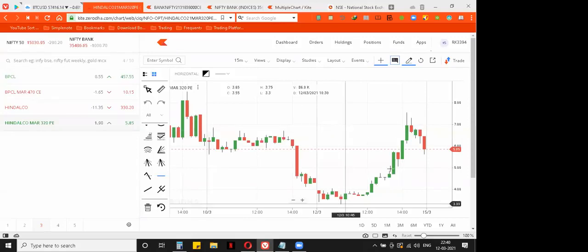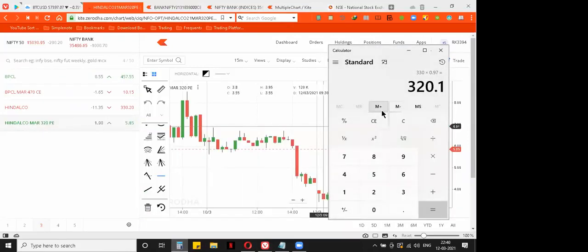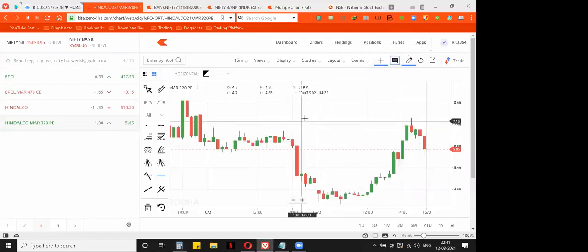You spent 3.75, and probably you would have gotten out only around this time when you started getting worried, which is 6.8. So it's roughly from 3.8 to 6.8, 3 rupees profit times lot size, 4,300 into 3. You could have made a profit of 12,900 on this trade. Is this clear to everyone?